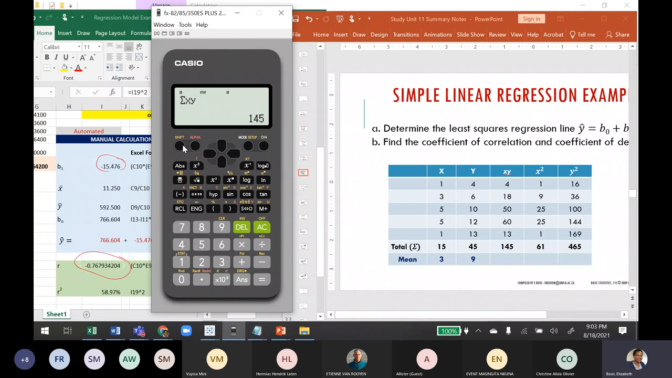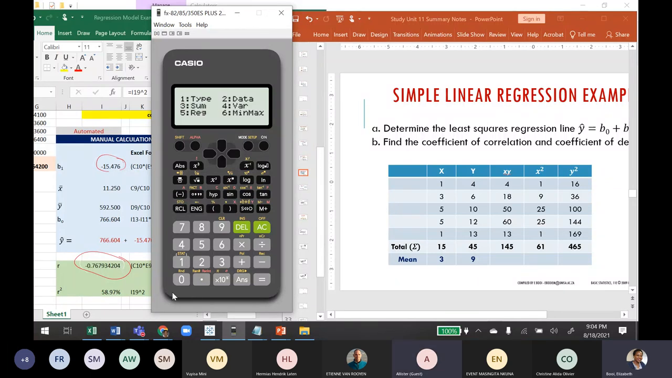Okay. Finding the mean. Go shift, stat, 4 for VAR. There is your mean of X, the mean of Y, and your N if you want to know how many records you have. So the mean for X is 3, equal. So if you didn't clear your calculator, remember to always press the equal button.